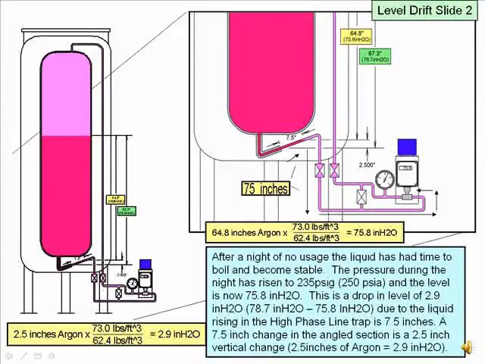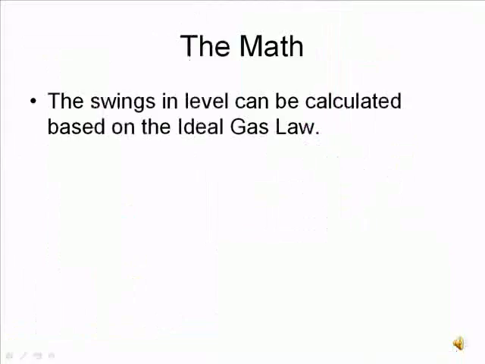The slope of the high phase line results in a 2.5-inch vertical change. 2.5 inches of argon is equal to 2.9 inches of water, resulting in a new gauge reading of 75.8 inches of water. As mentioned, the swings in level or drift can be calculated. The calculation is based on the ideal gas law.